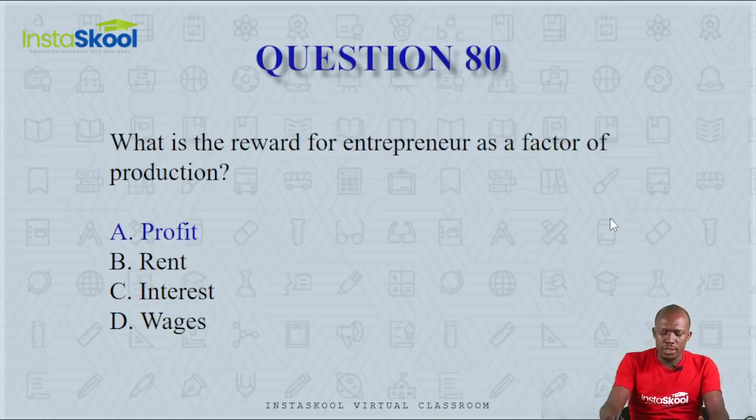Question number 80. What is the reward for entrepreneurs as a factor of production? Is it profit, rent, interest, or wages? There are 4 factors of production. The reward for land is rent. The reward for labor is wages. The reward for capital is interest. But the reward for entrepreneur is profit. So the correct answer is option A, profits.